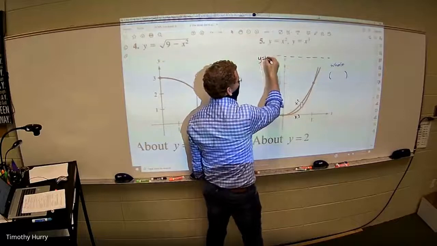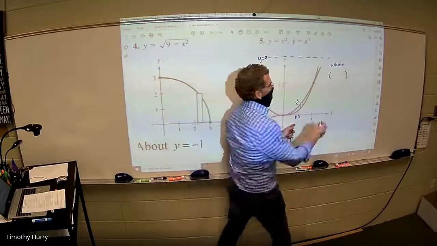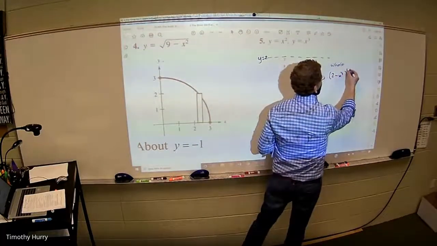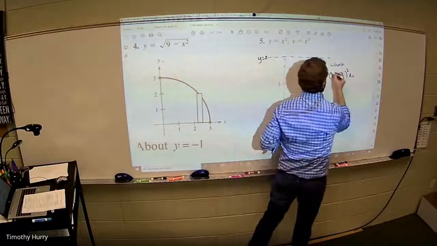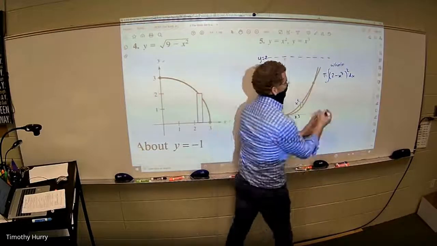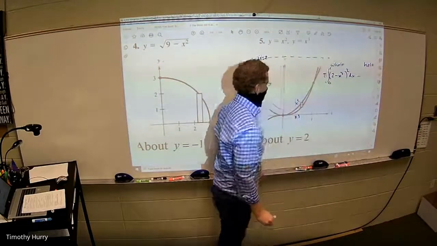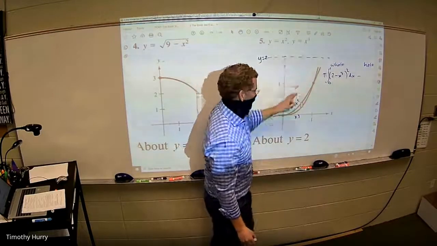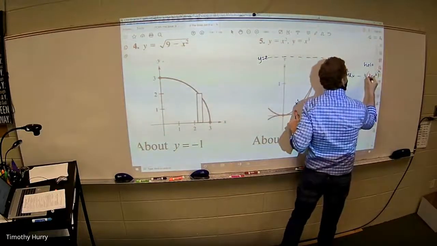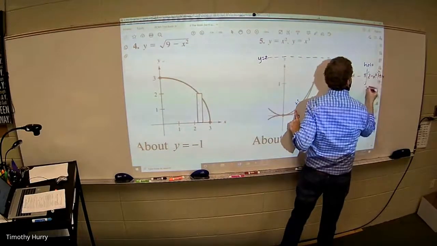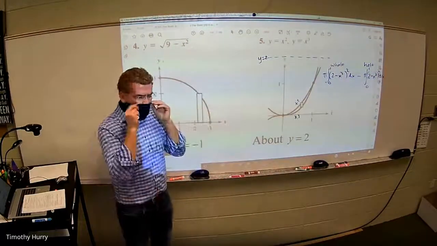If this is y equals 2, what? 2 minus x cubed, squared, pi, dx, integral from 0 to 1. And then how do you get rid of the hole? 2x squared, pi dx, integral 0 to 1. Great, you got your 2 points for setting it up.